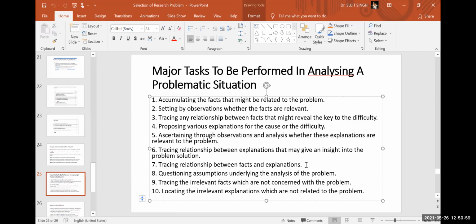Your explanation should be based upon the facts. There should not be any subjective opinion of yours involved, right? You should not be biased. So you have to establish a relationship between the facts and your explanation. What is the explanation you are going to give? Why this problem is, why that is happening. That should be based upon some facts and figures.